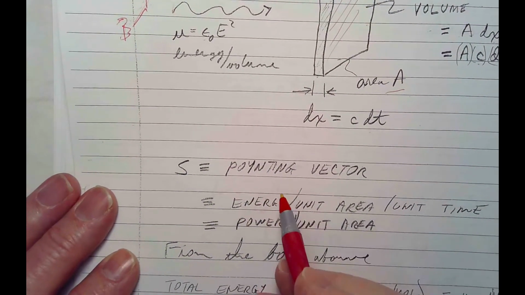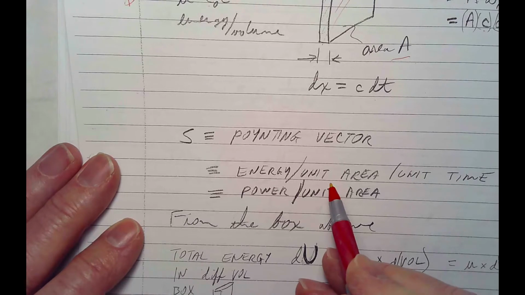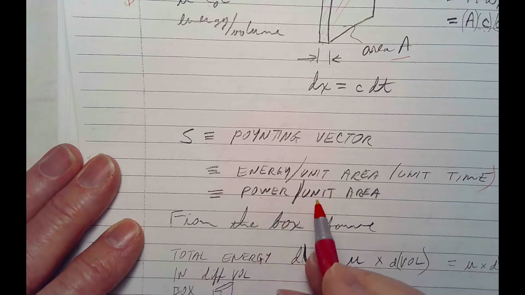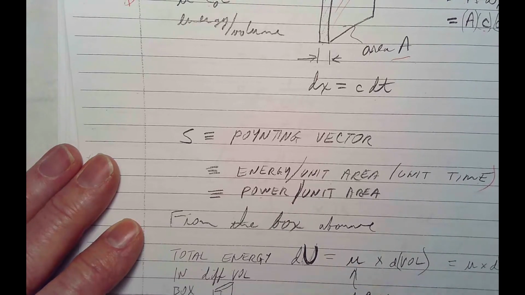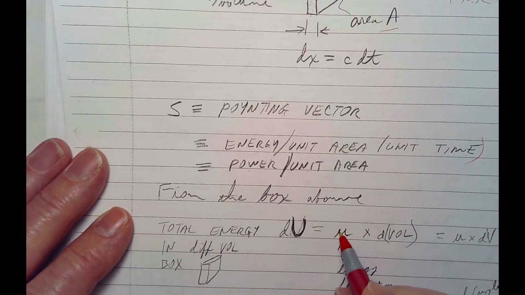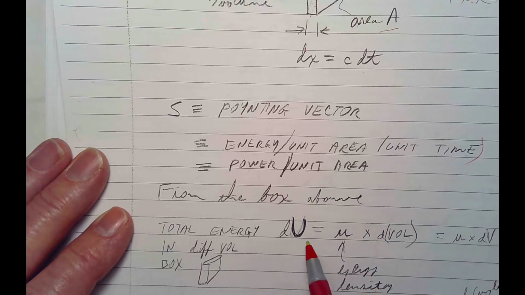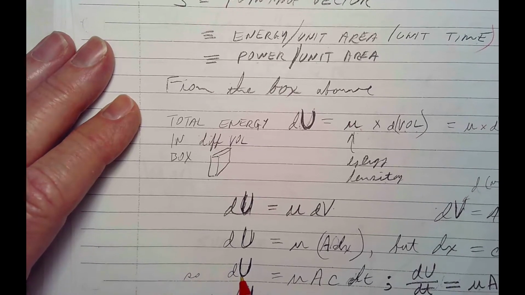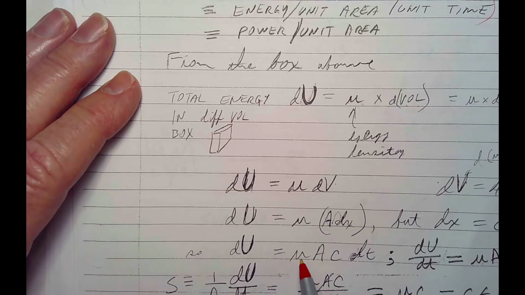The Poynting vector is the energy per unit area per unit time. Okay, so that's energy per unit time, the power per unit area. Here's little u, which is the volumetric energy density. Here's the total energy. This is energy per unit volume. I multiply it by the volume to get the total energy. That's u times dV. dV is A times dx. So dU, the energy absorbed, is the energy per unit volume times A times c times dt.